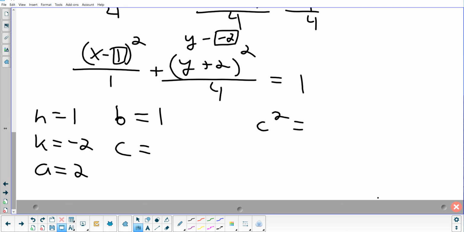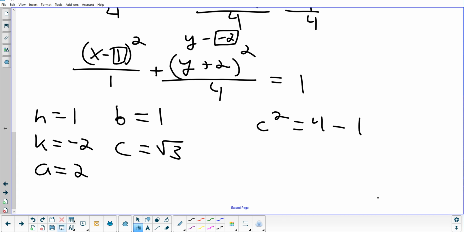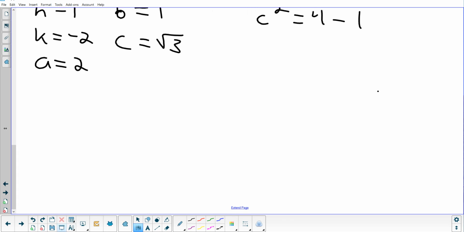And C. C squared equals a squared minus b squared. So what is C? Square root of 3. All right. So now we have everything we need to discuss it. Let's write it down.